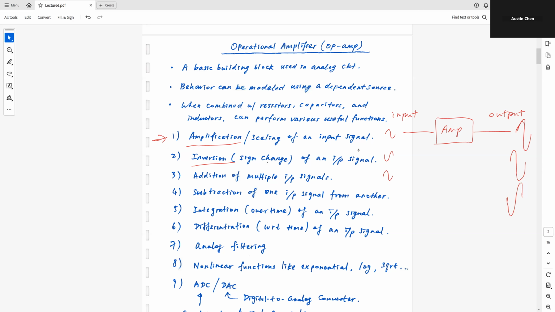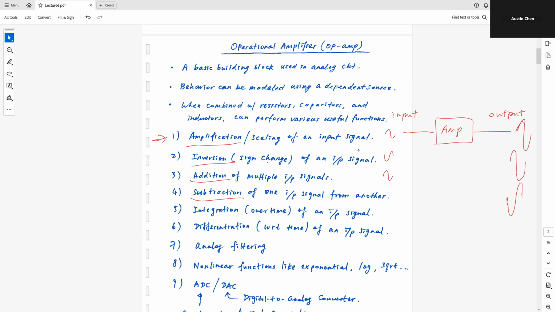Now, if I have multiple input signals, I can sum all of them up. This would give you addition or summation. Apart from summation, I can also do subtraction. If I have two signals, I can have one signal minus the other signal, and I can have the difference at the output. Of course, after you go through this amplifier, the difference of the signal will also be amplified, will also be scaled.